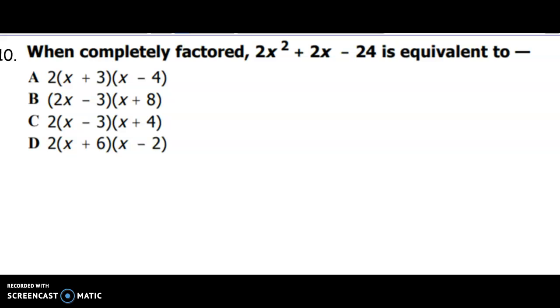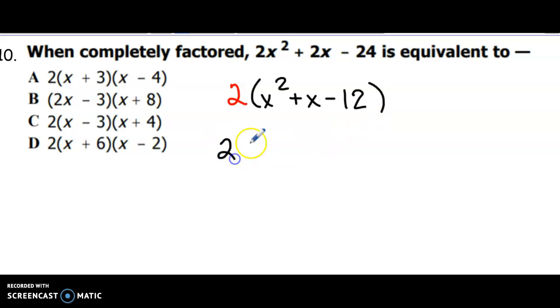Completely factored. Look for GCF first. I found one. I have x squared plus x minus 12. Bring my GCF down, see if I can factor this more. Different signs, so 1 plus and 1 minus. Only factors of x squared are x and x. What can I multiply to get 12 that when I subtract I get a positive 1, positive 4, and negative 3. Here's your factor.